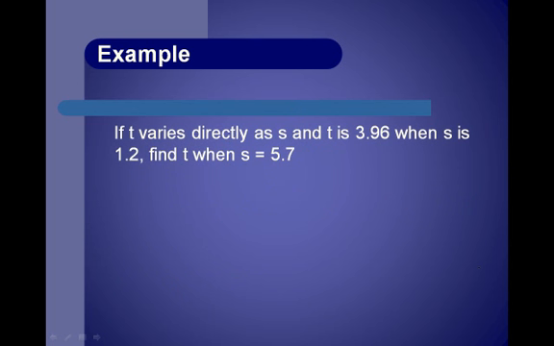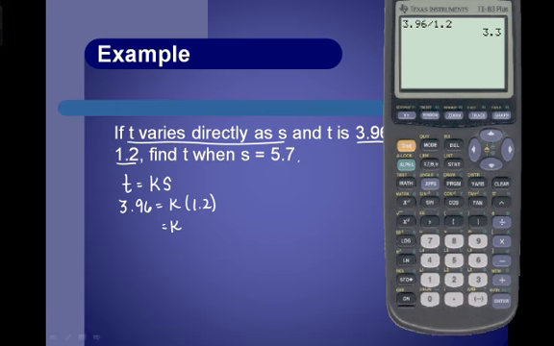Let's do another one. If t varies directly as s, find t when s is 5.7. So we're going to start out, look for your statement that tells the variation. T varies directly as s, so that means t equals k times s. So what they give us is a t and an s value, so we're going to plug that in. 3.96 equals k times 1.2. Dividing both sides by 1.2, we get 3.3. So our k is 3.3.